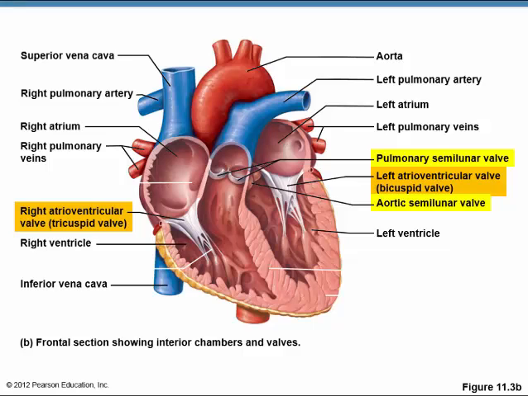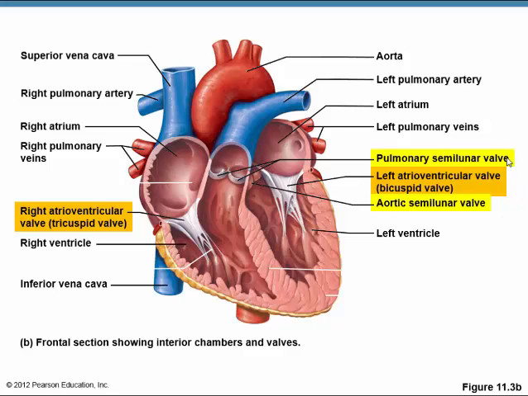In this coronal or frontal section of the heart, we can see the interior features, and here we've highlighted the valves. The valves prevent backflow into the chambers of the heart. The atrioventricular valves on the left and right are identified because of the strings attached to them. The right AV valve is also called the tricuspid valve, and the left AV valve is also called the bicuspid valve.